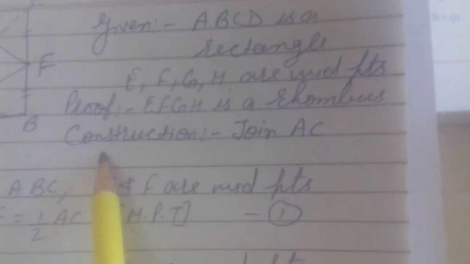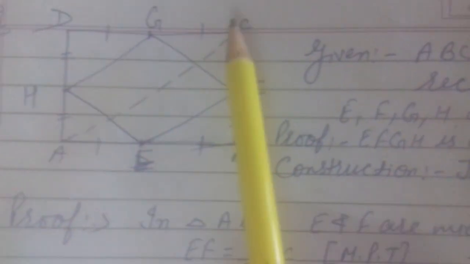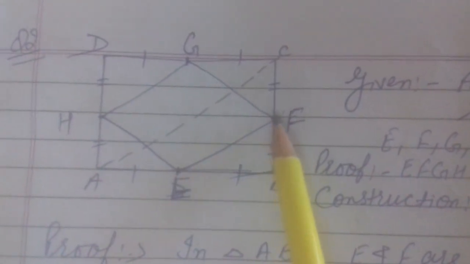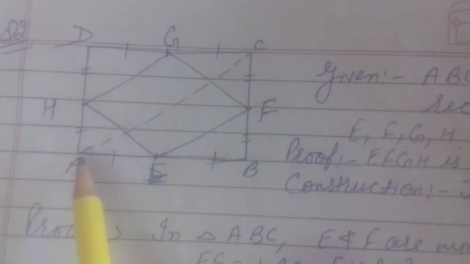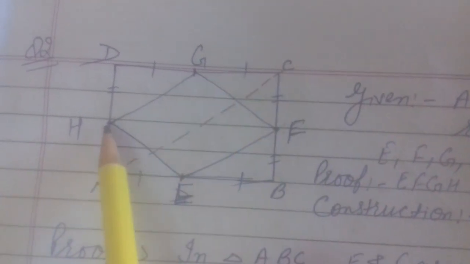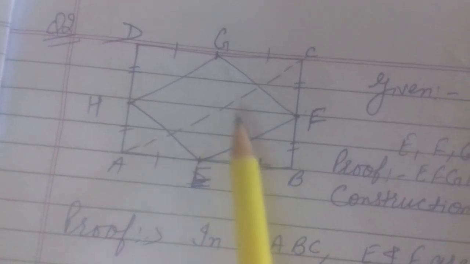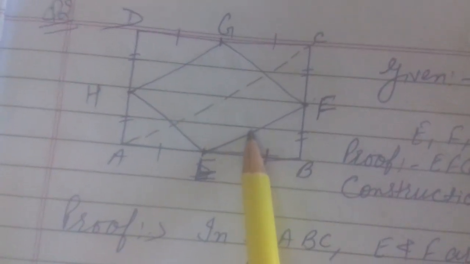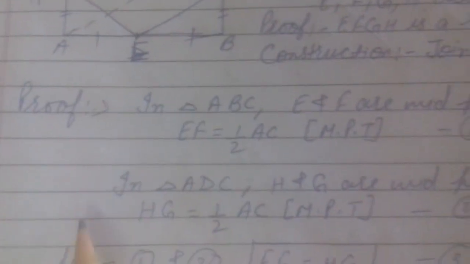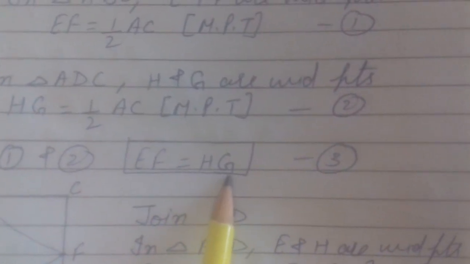So see children, in geometry, if required we can do construction. So I joined A with C. See children, in triangle ABC, E and F both are midpoints. So what is EF? Half of AC. Why? Midpoint theorem. Then I'll take triangle ADC. In this case, H and G are what? Midpoints. So HG will be half of AC. See, EF is also half of AC, HG is also half of AC. In that case, they both will be equal. Clear children? So, I proved it up to here. So, from equations 1 and 2, EF is equal to HG.